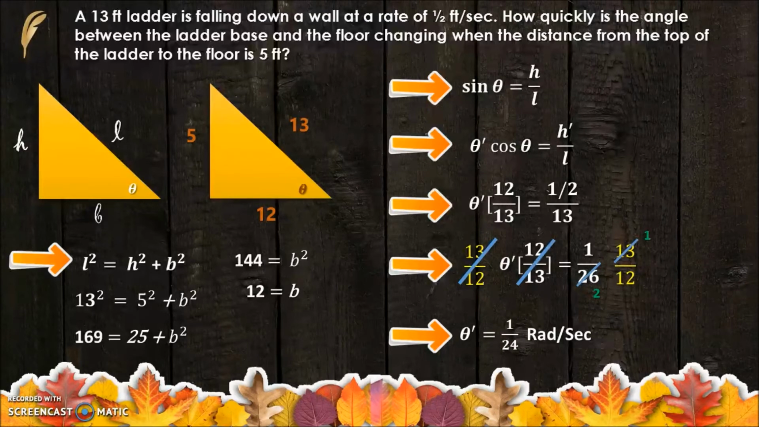And that is going to be our answer. So we know that the angle between the ladder base and the floor is changing at a rate of 1 over 24 radians per second.